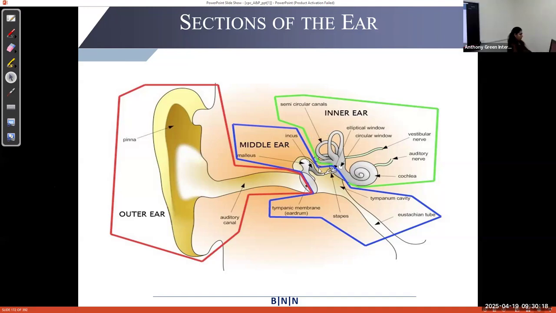Now it's in the inner ear. This is different, the oval window. Okay. You can find this is the oval window, this area. Okay. You'll be having the eustachian tube over there.